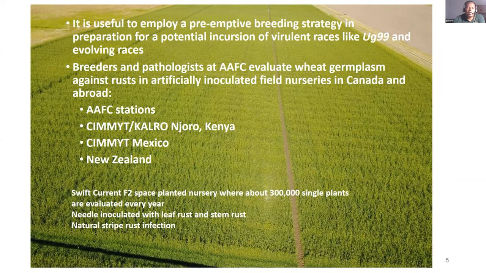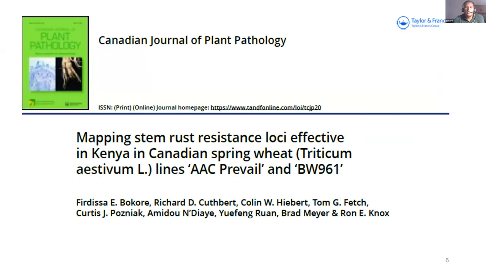The picture in the background is a single plant F2 nursery, for instance, where over 300,000 single plants are evaluated every year. We needle inoculate our germplasm and the spreader rows for leaf rust and stem rust. We also get some natural stripe rust infection depending on the year.